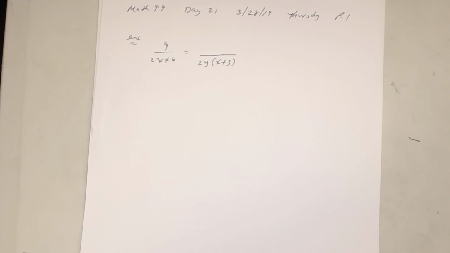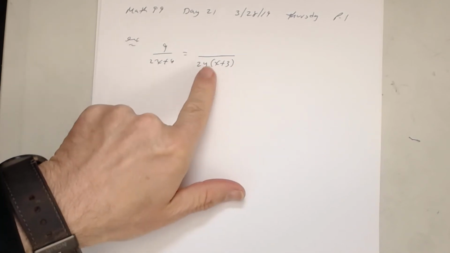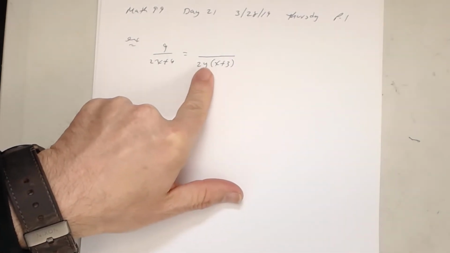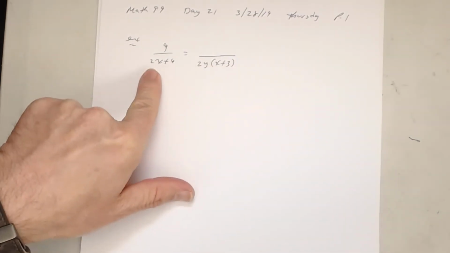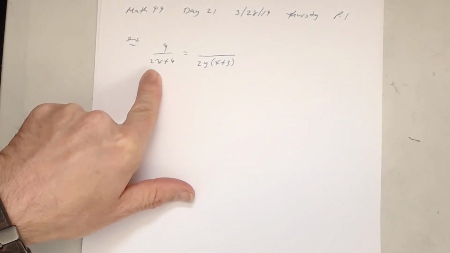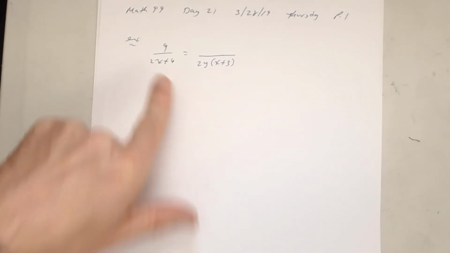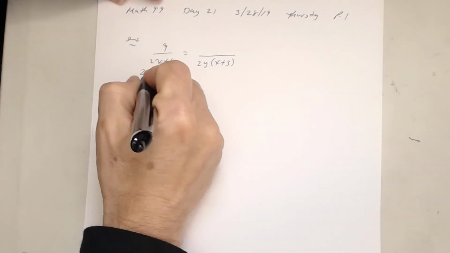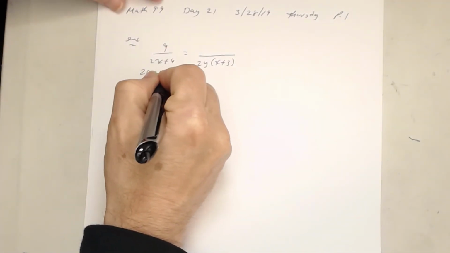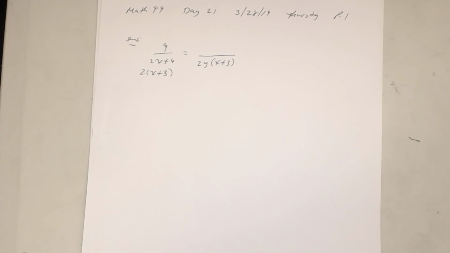So what are you going to do first? Well, no. Because you know what they want. They want this denominator right here. But what I was hoping you would say is factor this denominator. Okay? Factor. So when I factor this, that's going to be 2 times what? X plus 3.